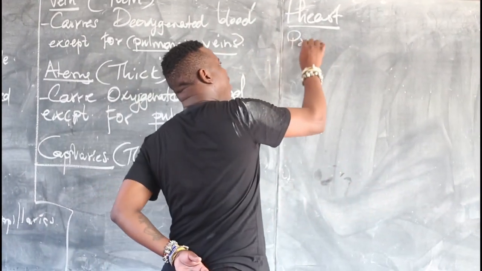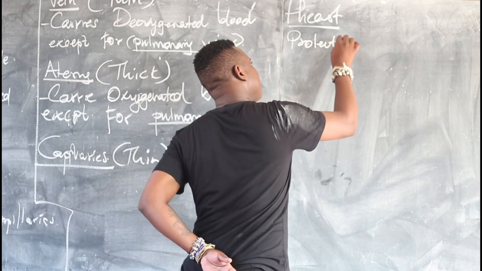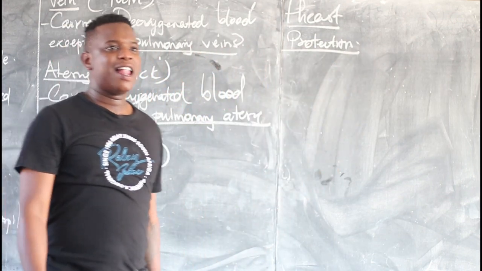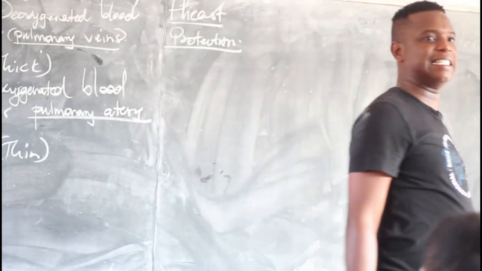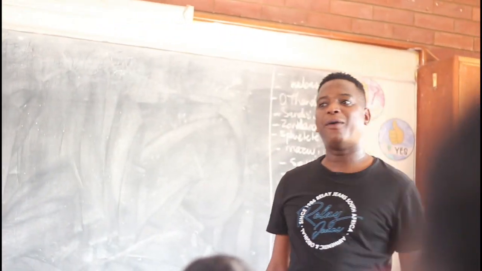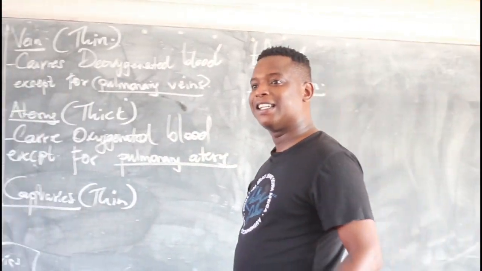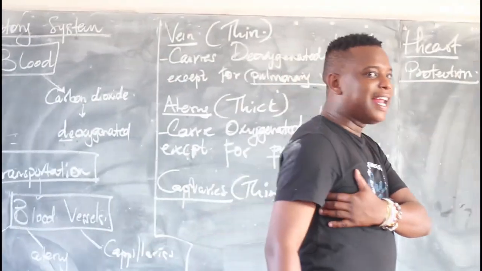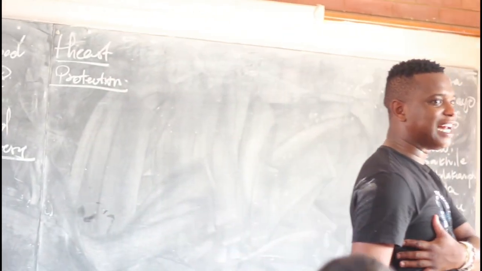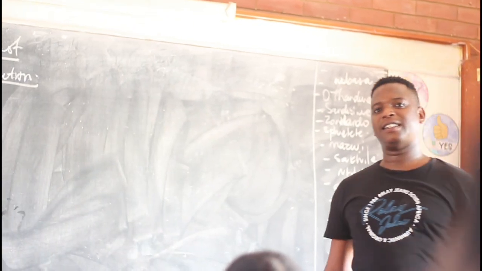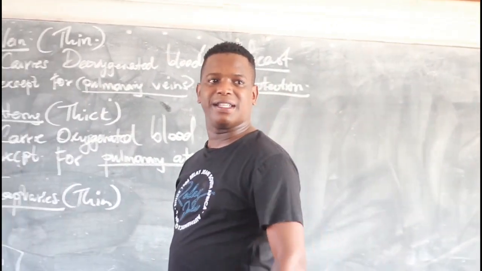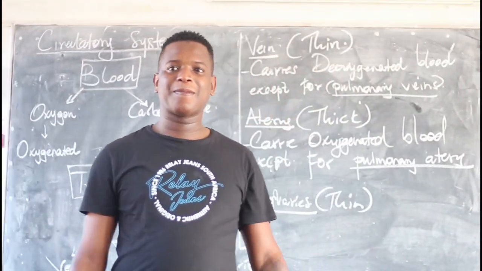Okay, let's first talk about the protection. How is your heart protected? By what? Ribs. Remember, the ribs are on the left and the right, and the heart is not on the left and not on the right. So what protects the heart?